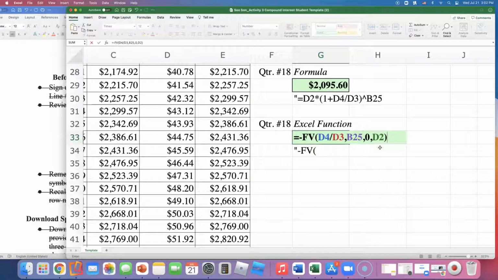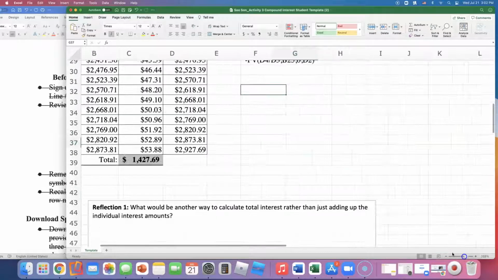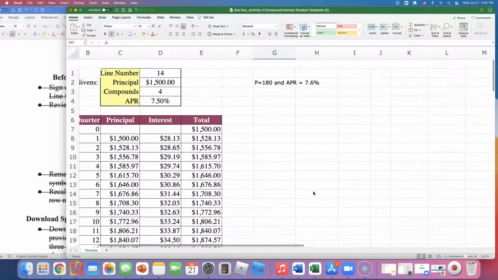What we should see is $2,095.60. Yay, we do see that. So we did everything right. What you may want to do is copy what you typed in and put it here for me. And that's all you have to do for the Excel part, okay?